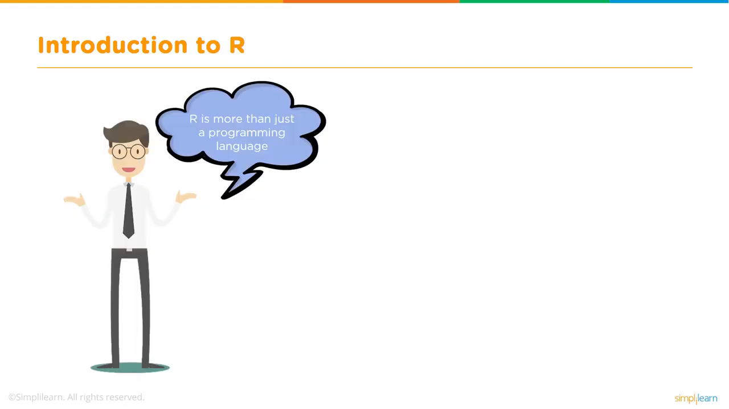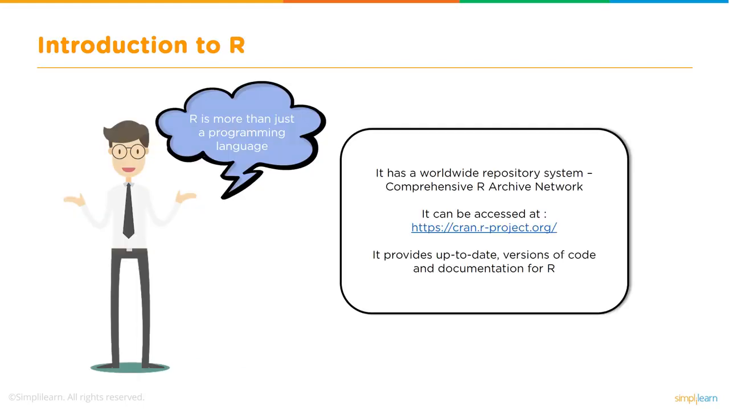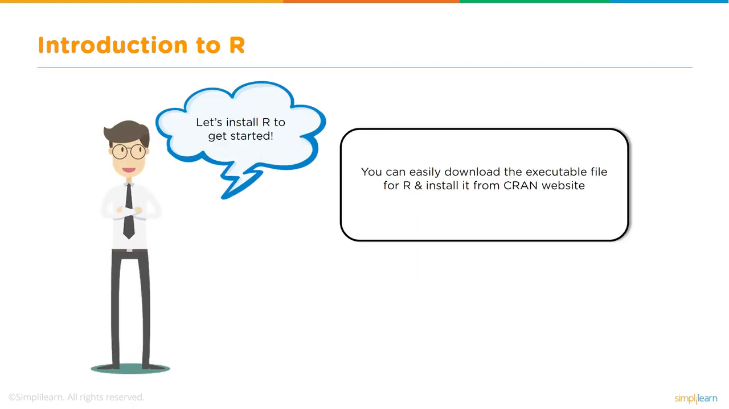R is more than just a programming language. As I just touched upon, it has a worldwide repository system, Comprehensive R Archive Network, and it can be accessed at https://cran.r-project.org. It provides up-to-date versions of code and documentation for R. CRAN hosts around 10,000 packages of R. That is a huge repository focused on just data analytics. Let's install R to get started.